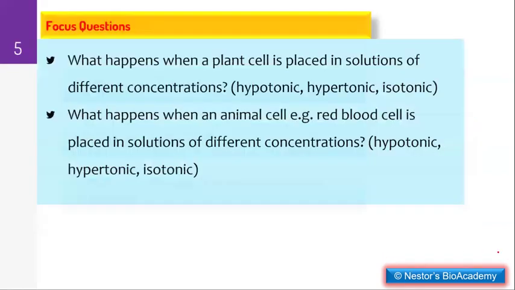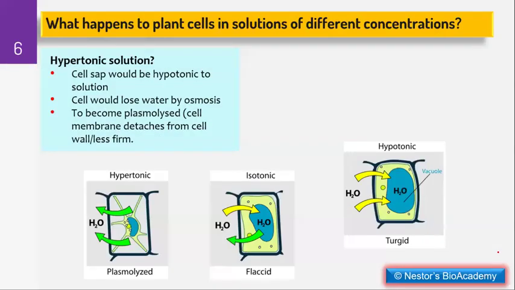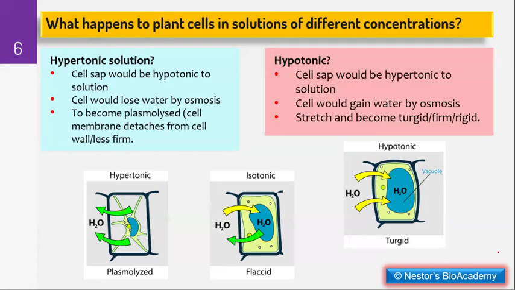So the key questions we are going to attempt to answer today are the following. What happens when a plant cell is placed in solutions of different concentrations? And what happens when an animal cell, like a red blood cell, is placed in solutions of different concentrations as well? So to start with the plant cells, what will happen to a plant cell when it is placed in either a hypertonic solution, isotonic solution, or a hypotonic solution? What is it that is going to happen?